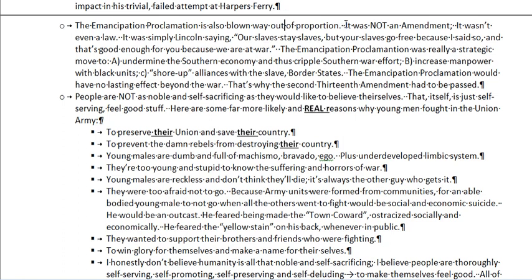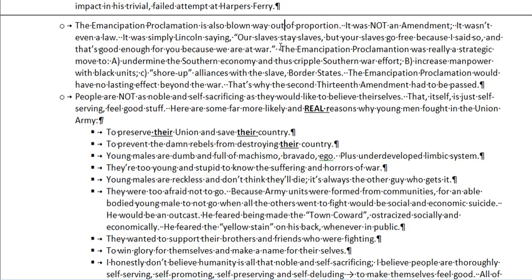All it was was Lincoln saying, hey, our slaves stay slaves, but your slaves go free, because I said so. And that's good enough for you, because we're at war, and screw you. I mean, that's what he's saying. The Emancipation Proclamation was really a strategic move. One, it undermines the Southern economy and thus cripples the Southern war effort. The fundamental means of fighting a war comes back to your economy. Two, increasing manpower with black units. That's another strategic manpower gain.